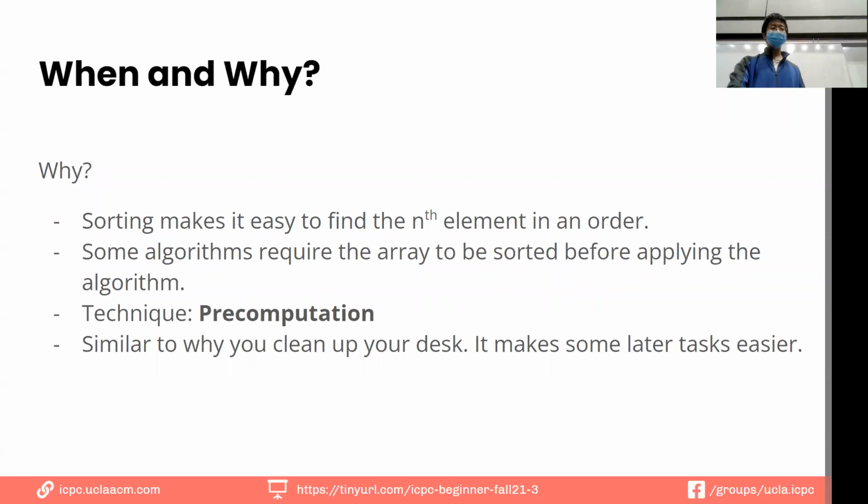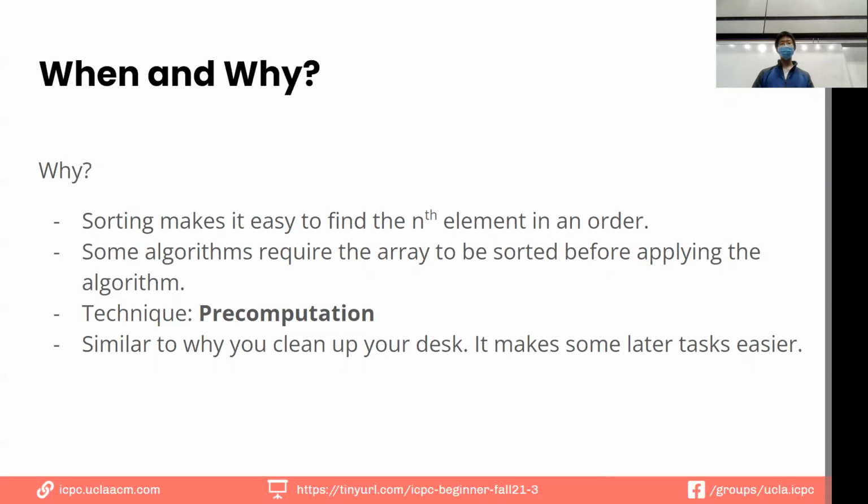And why do you want to sort? First of all, sorting makes it easy to find the nth element in an order, right? For example, if you have a really messy array like 5, 3, 1, 2, 4, and I ask you to find the third smallest element, it would be really hard, right? But after sorting it, you would know that the third smallest element would definitely be in the third position. And that's one reason why you want to sort an array.